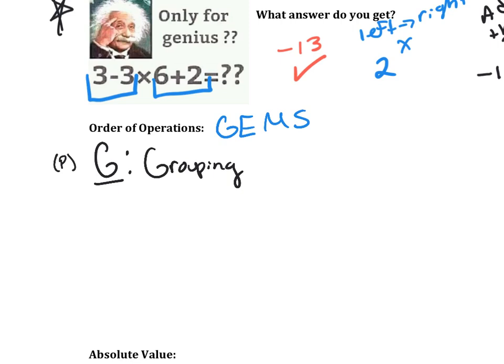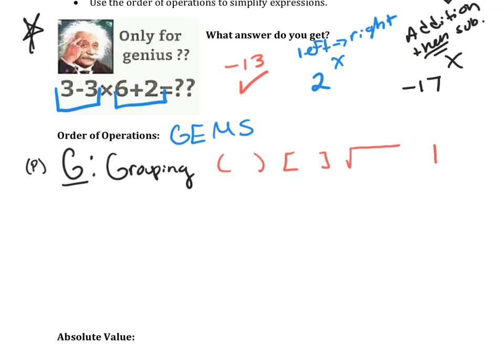The P stands for parentheses. Grouping just applies to anything that is grouping things together. So it can be parentheses, it can be brackets, it can be stuff under a square root symbol, it can be stuff inside some absolute value bars. So that's absolute value, which we'll talk about more in a minute. But grouping just means anything that groups operations together.